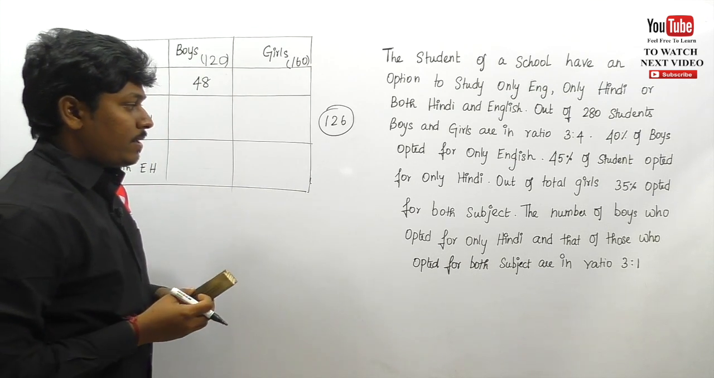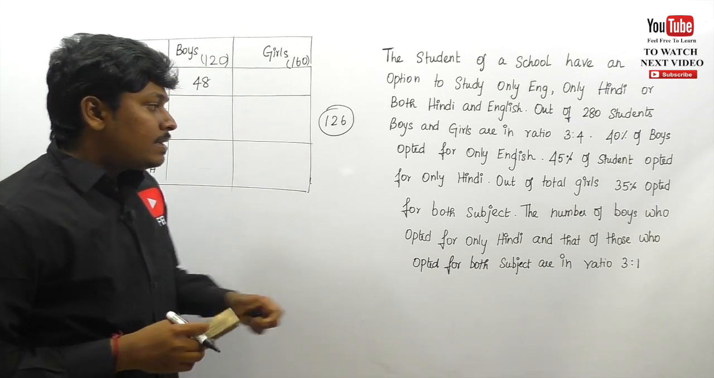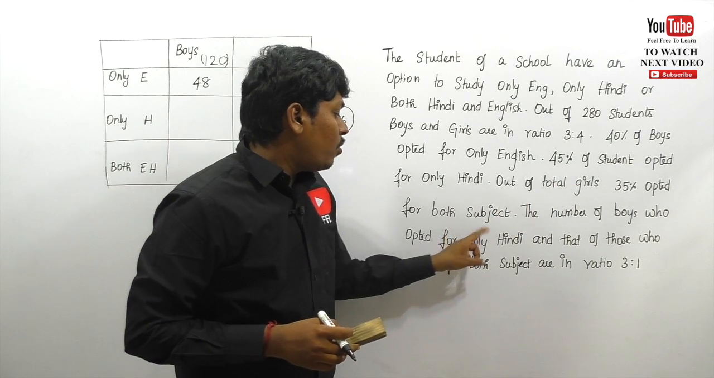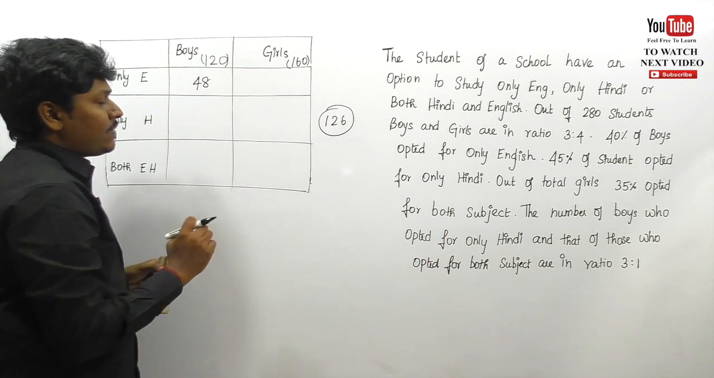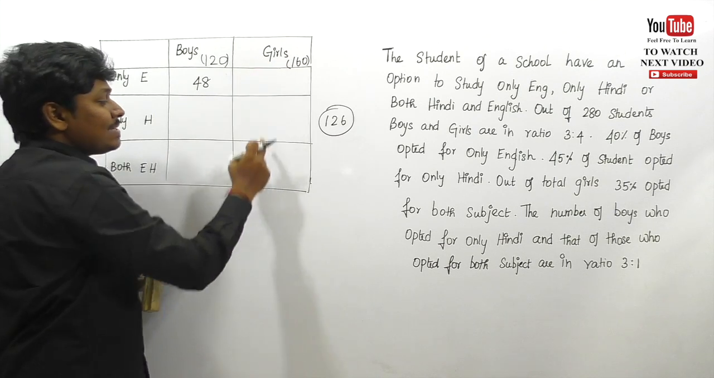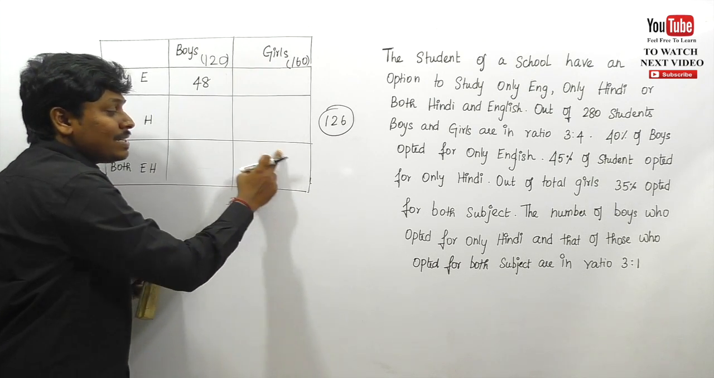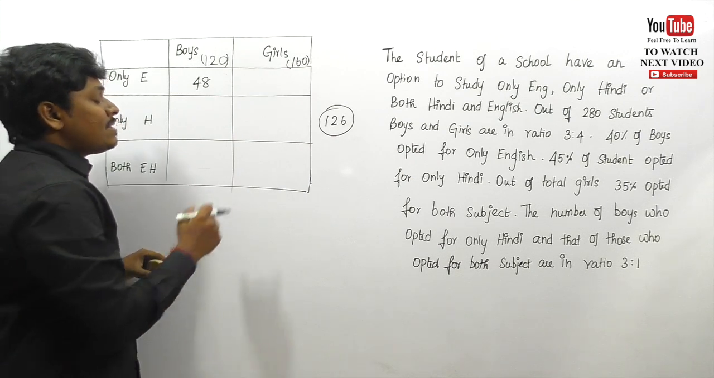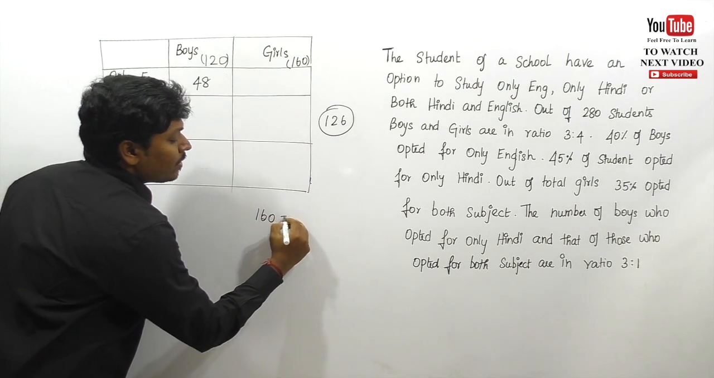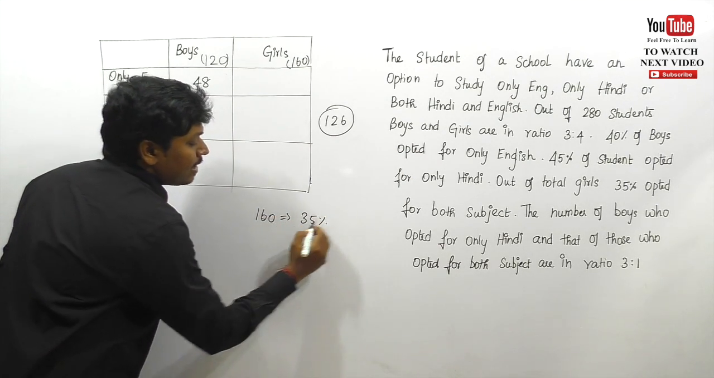Okay friends, next point. Out of total girls, 35% opted for both the subjects. Only girls will be 160, friends. Out of this 160, they are saying that the girls who are studying both English and Hindi will be 35%. So friends, listen carefully. For 160, we need to find what is 35%, right?